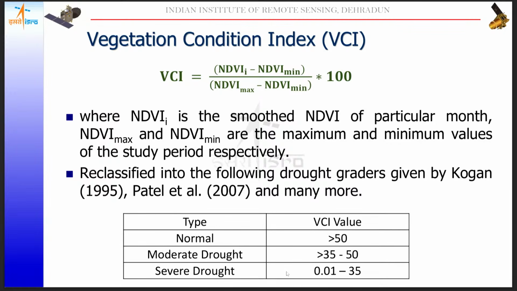So based on the VCI value, we can further classify the drought conditions. If the VCI value is higher than 50, it defines normal conditions, while if the VCI value is between 25 to 50 or 35 to 50, that defines moderate drought. And if the value is 0 to 25 or 0 to 35, based on the classification given by Kogan and Patel, we can utilize it and define severe drought conditions. So likewise, we can easily classify based on the VCI value.